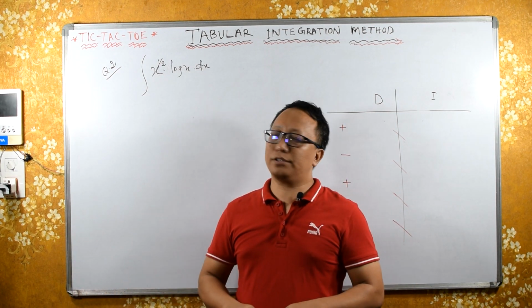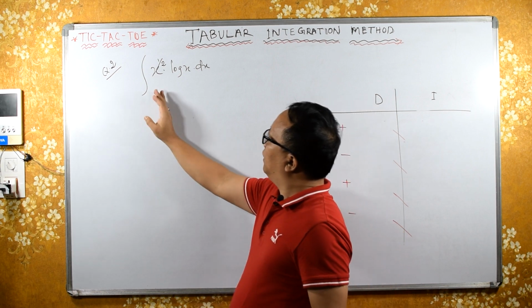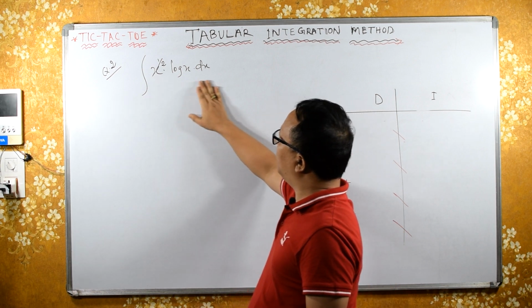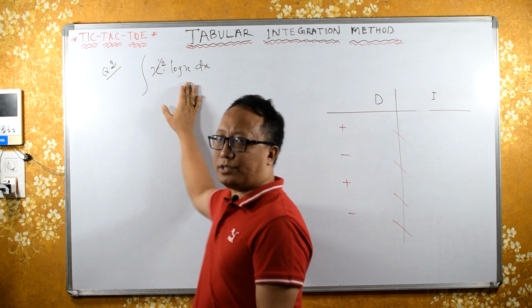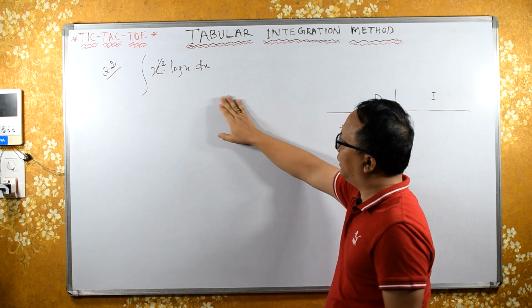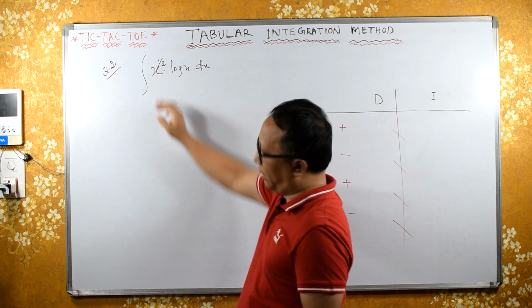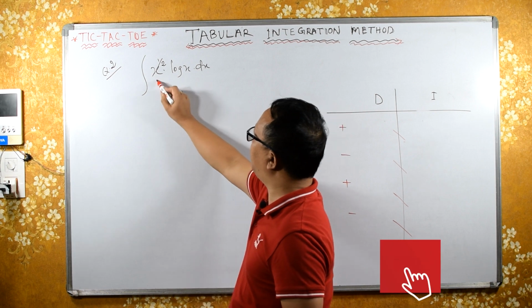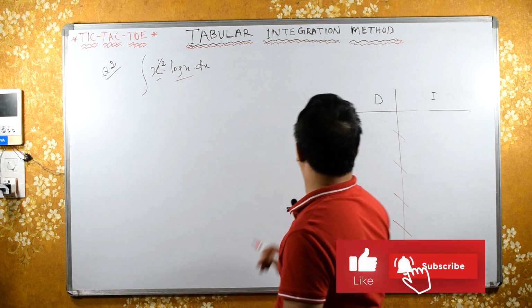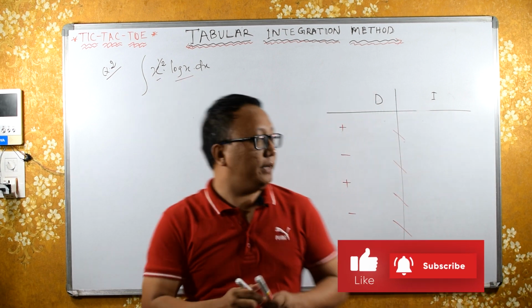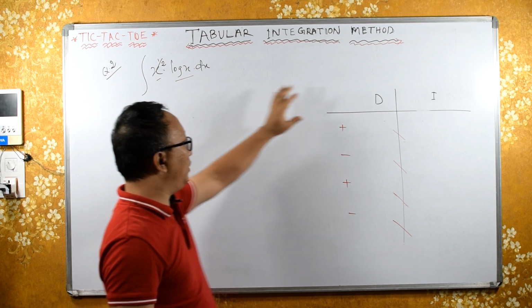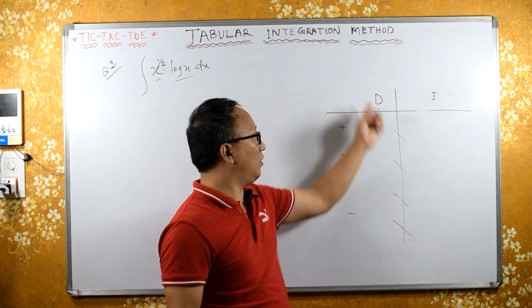Okay, now this question number 2, the integral of x raised to half into log x dx. Now in this question, look here. We have two terms, x raised to half and log x. Now our target is, which one we have to choose in the D column and which in the I column.